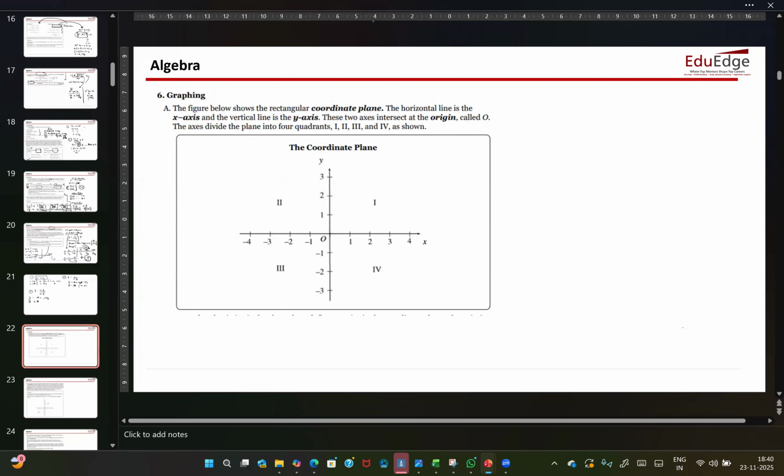We know the quadrants, right? 1, 2, 3, 4. The first quadrant has both plus, plus. This is always x, then followed by y. For the second one, it will be minus x. For the third quadrant, minus minus. Fourth quadrant, plus minus.